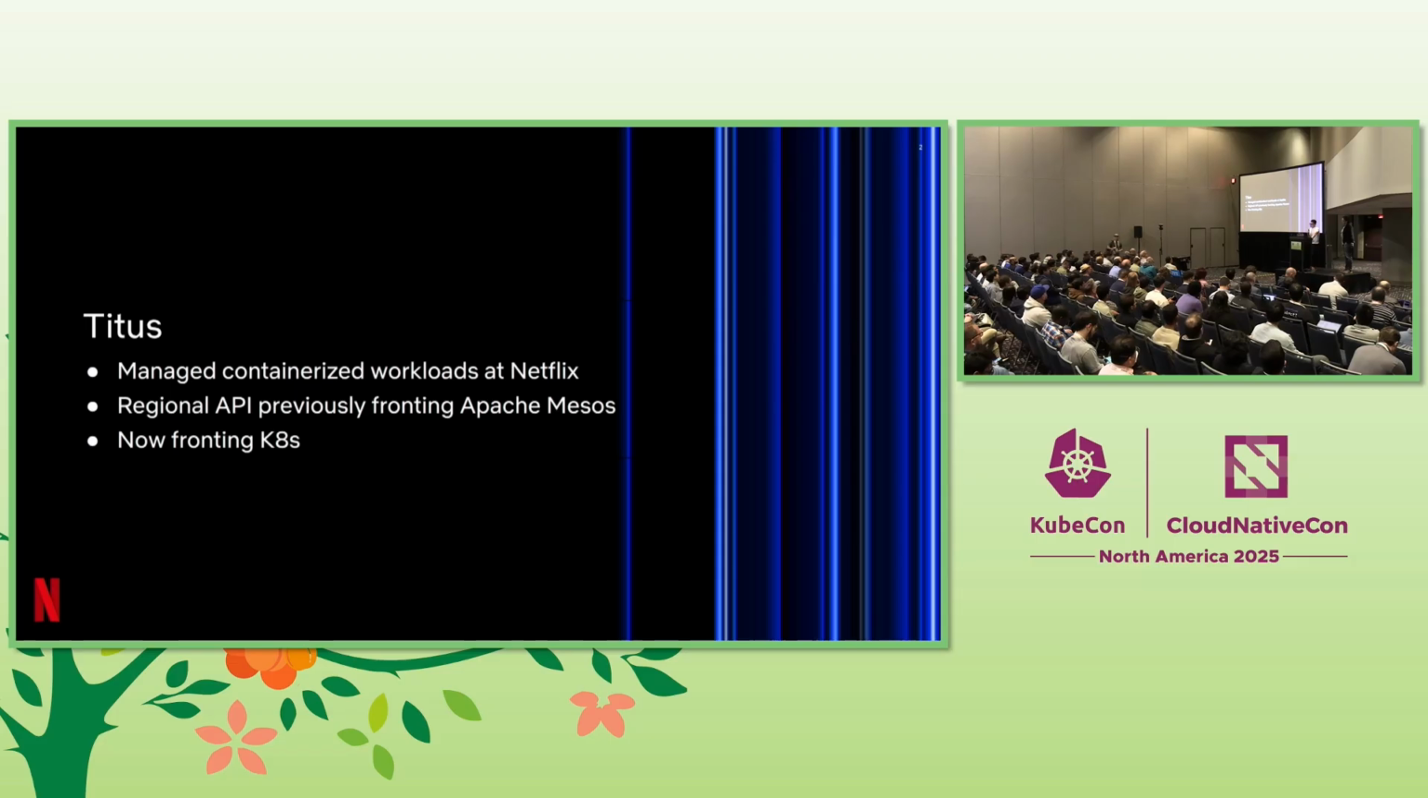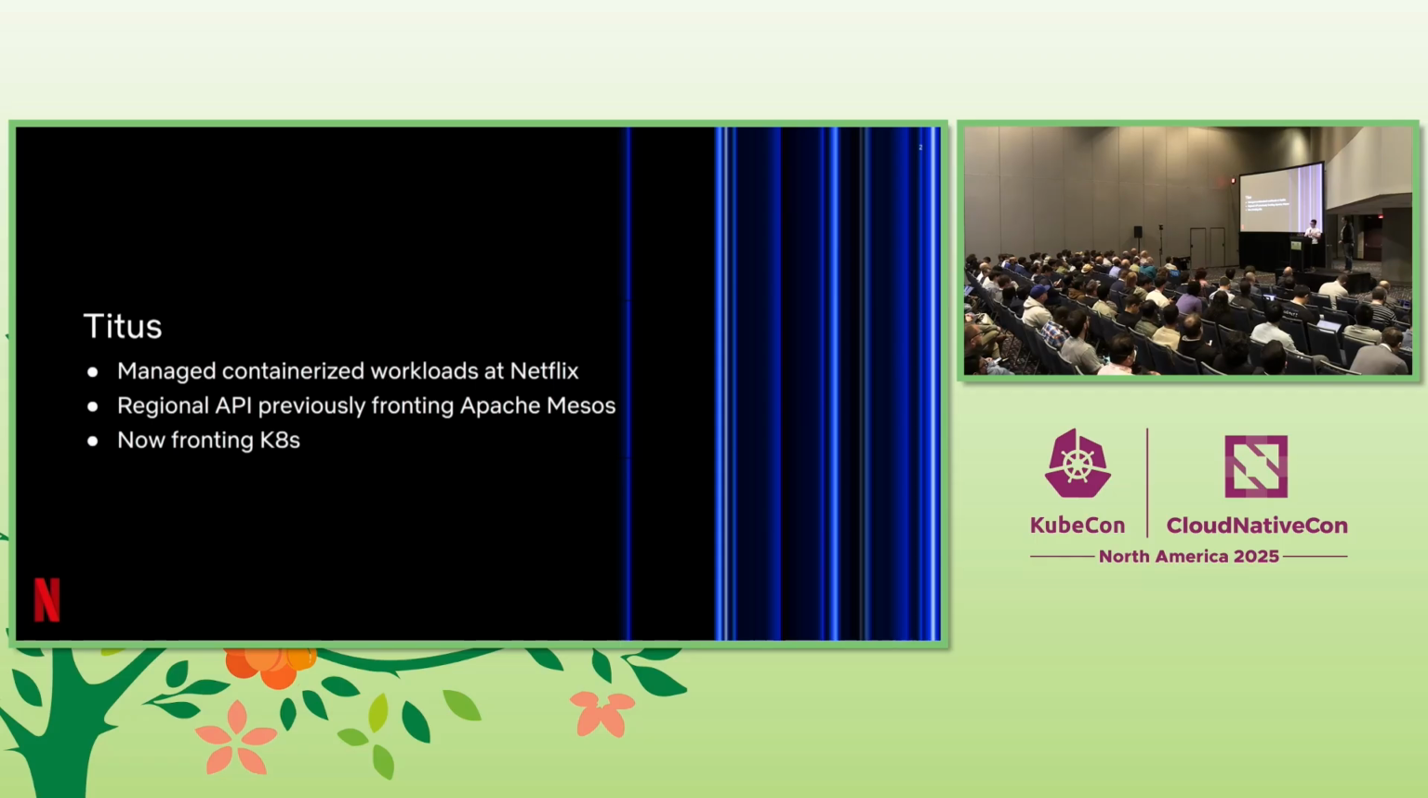The Titus API has been around for over 8 years. It originally sat in front of Mesos before we migrated to Kubernetes. At the heart of Titus is the concept of a Titus job. You can think of a Titus job as a specialized type of Kubernetes workload, similar to a deployment or job, but with custom business logic tailored for Netflix.